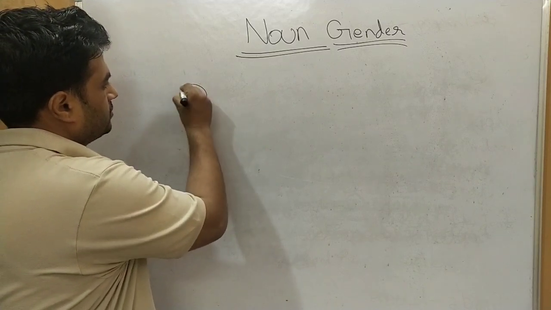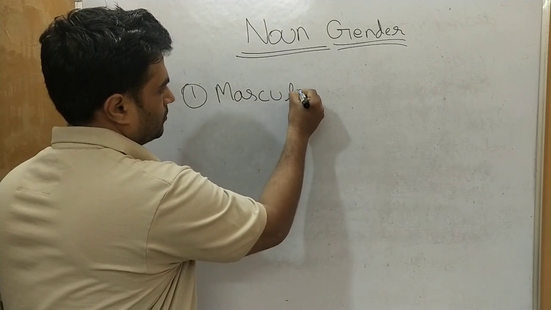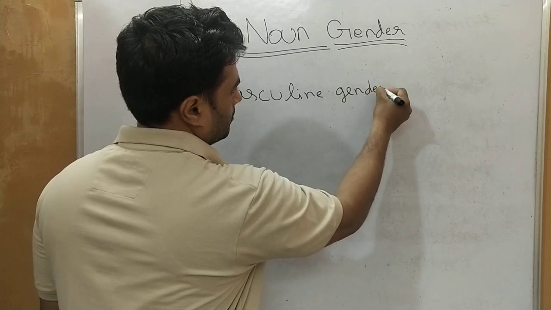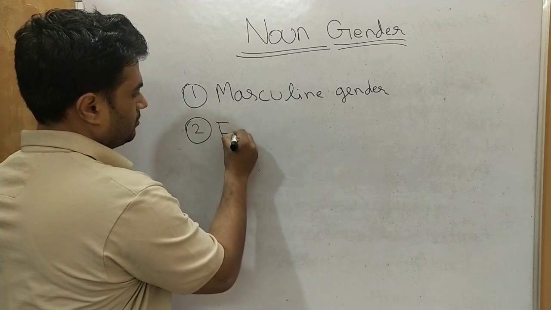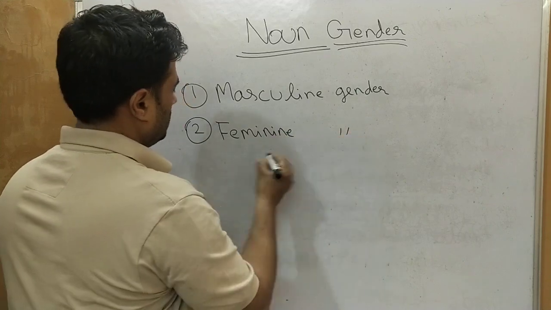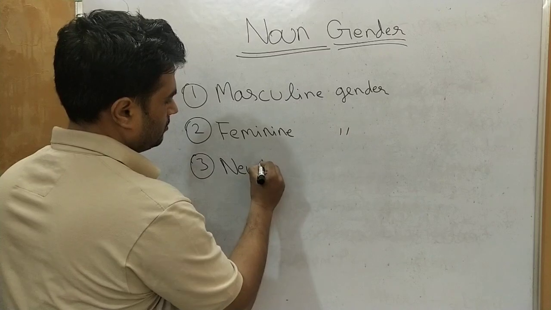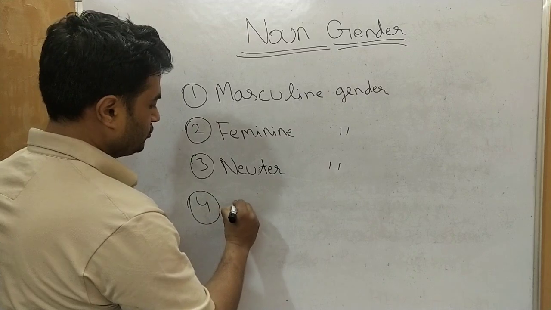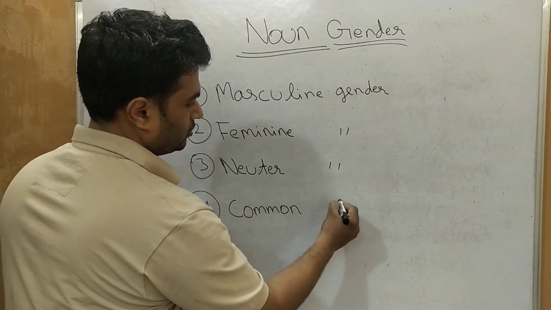Number one is masculine gender. Number two is feminine gender. Number three is neuter gender. And number four is common gender.